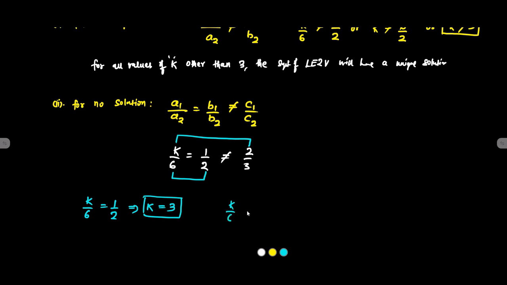Then k by 6 should not be equal to 2 by 3. That implies k should not be equal to 6 into 2 by 3, which is 4. So k should be equal to 3 and not equal to 4. Both of them are satisfied: k is equal to 3, and 3 is not equal to 4. So this is the condition. For the value of k equal to 3, the system will have no solution.